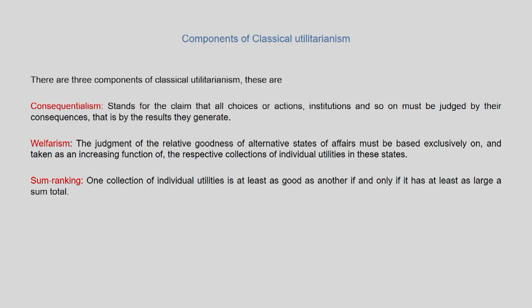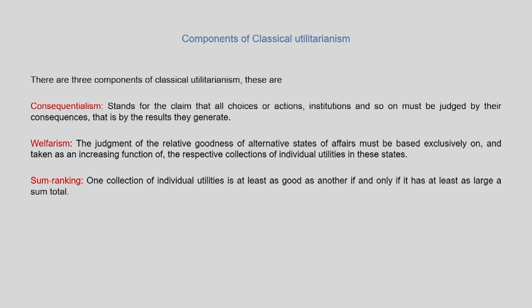Now, let us look at some of the components of classical utilitarianism. There have been various improvements or extensions of the concept of utilitarianism, but here let us consider only classical utilitarianism. There are primarily three components: consequentialism, welfareism, and sum ranking. Consequentialism stands for the claim that all choices or actions, institutions and so on must be judged by their consequences, that is, by the results that they generate.